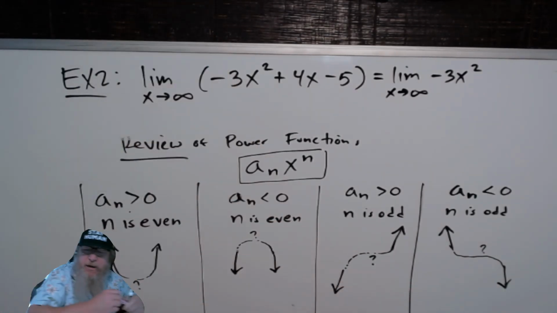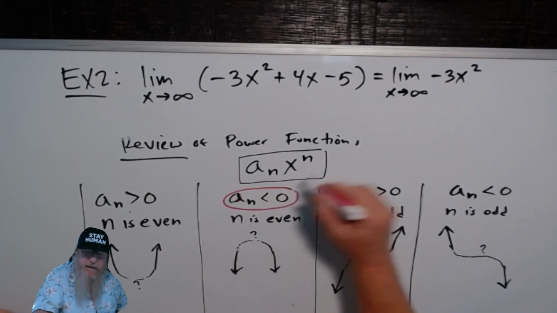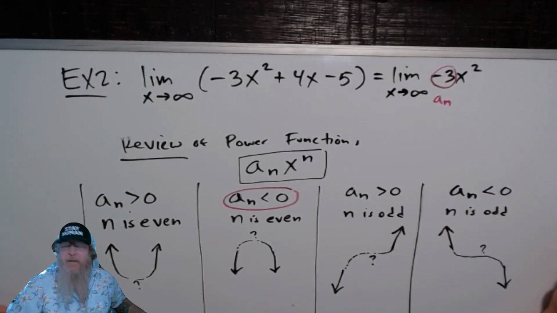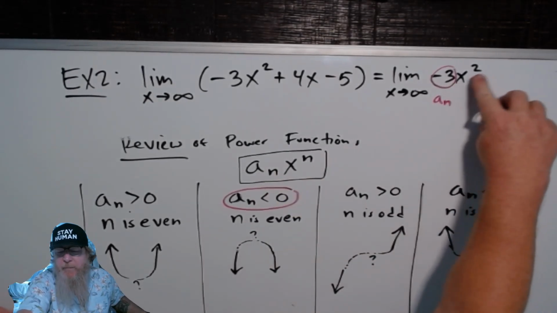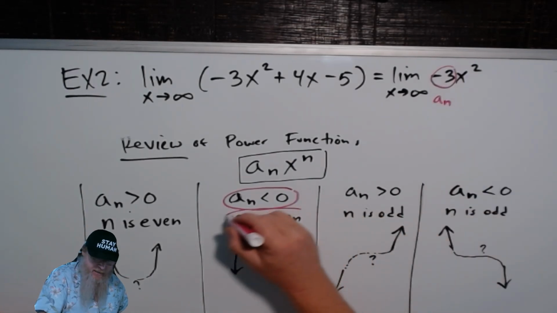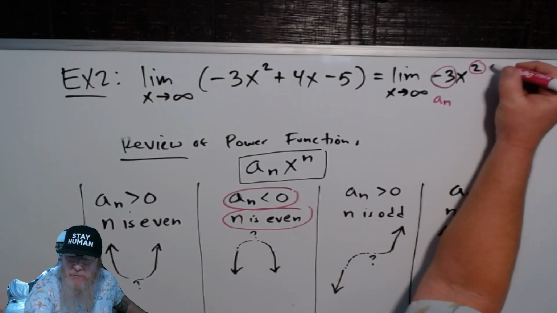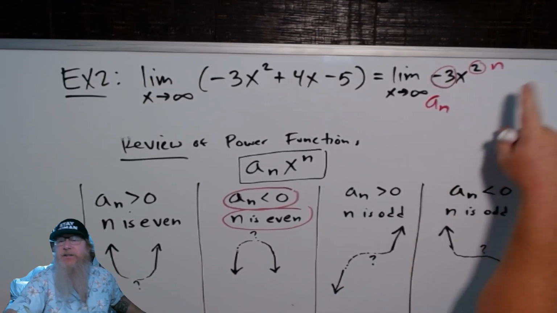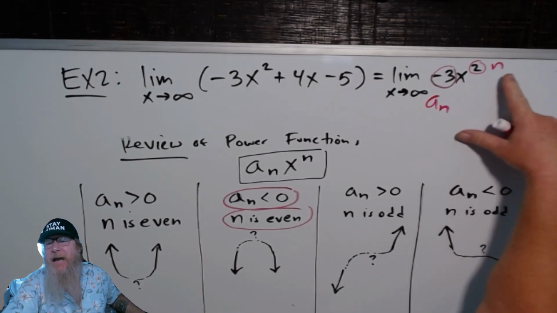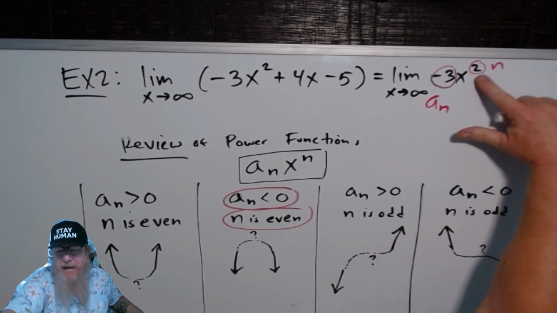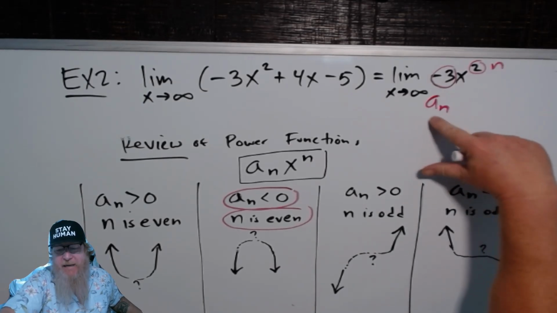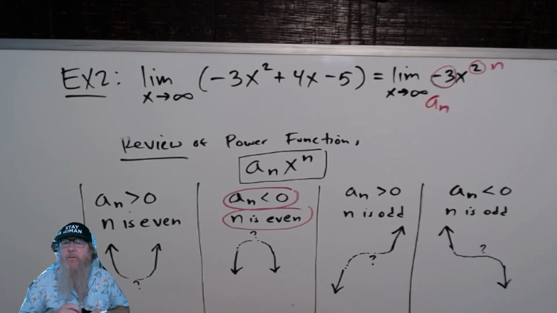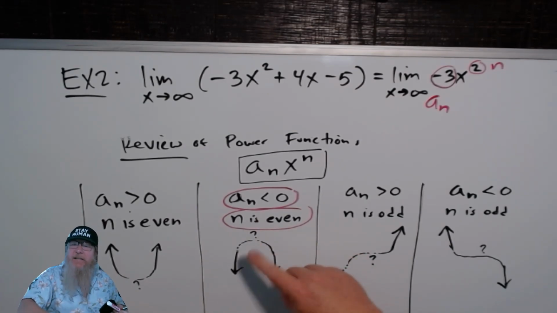Which category are we in? a_n is negative. It's technically a_2 because the power is 2, and n is even. n is 2. I can just generally call them a_n and n, but I know that n is 2, so this is a_2 and 2. I don't want to have to say that every single time, so I won't. So that means we're in this case.